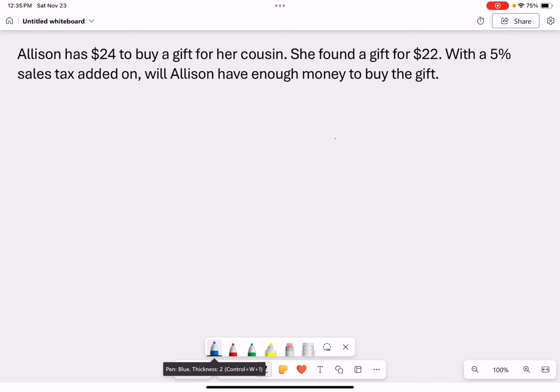So the reason this is a markup question is because it's telling us that there's a 5% sales tax that is added on to the $22 that the gift costs. So let's go ahead and write down the markup equation. So we have markup is equal to percent times the original amount.